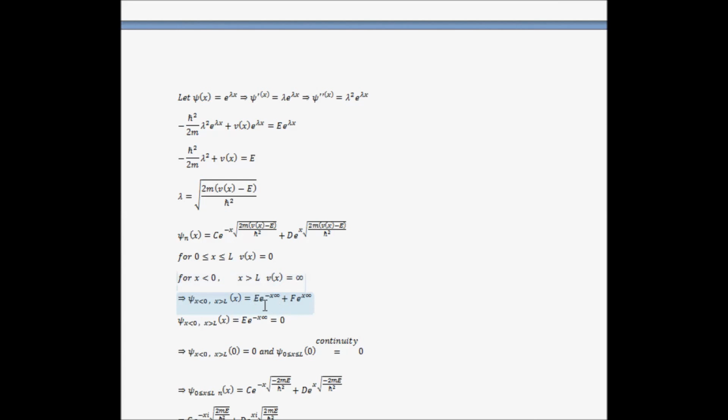This part, however, is sensible, because e to the negative infinity is 0. So the fact that the wave function is 0 outside the box is perfectly sensible. So I'm going to say that the wave function outside the box is equal to 0. Perfectly sensible solution.